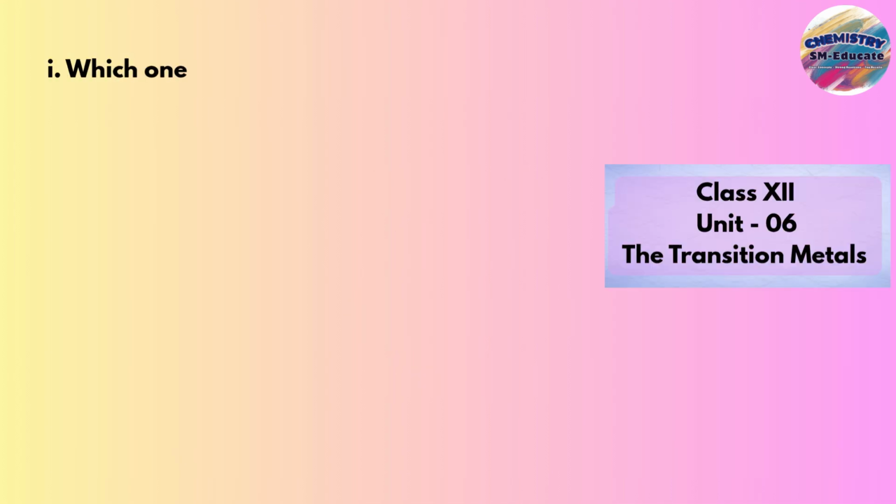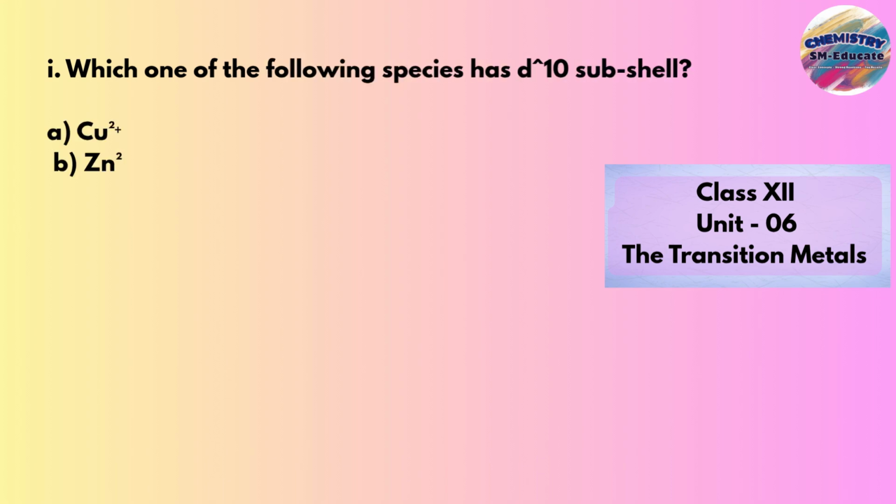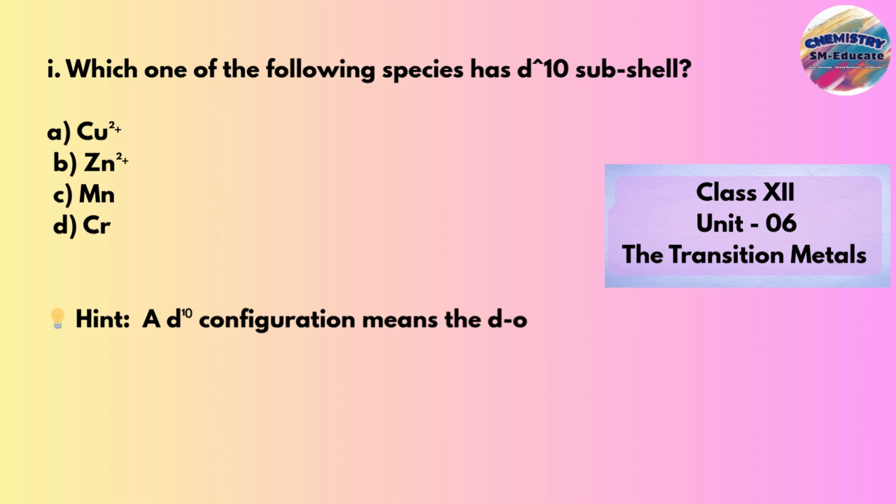1. Which one of the following species has a d10 subshell? A. Cu2+ ions. B. Zn2+ ions. C. Mn metal. D. Cr metal. Hint: A d10 configuration means the d orbital is completely filled.